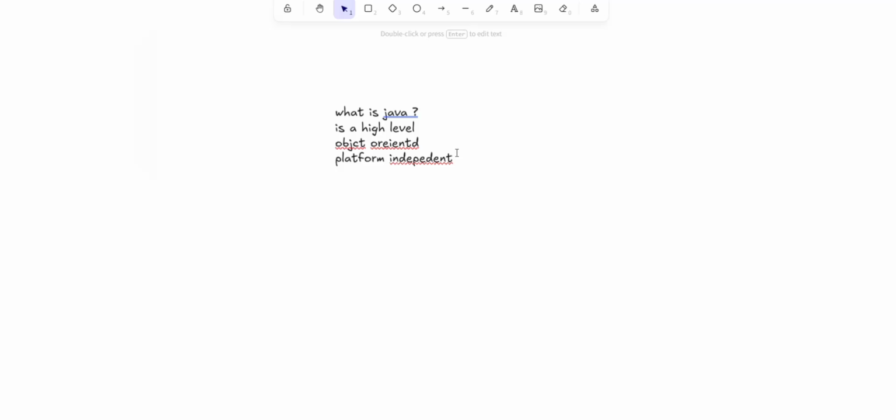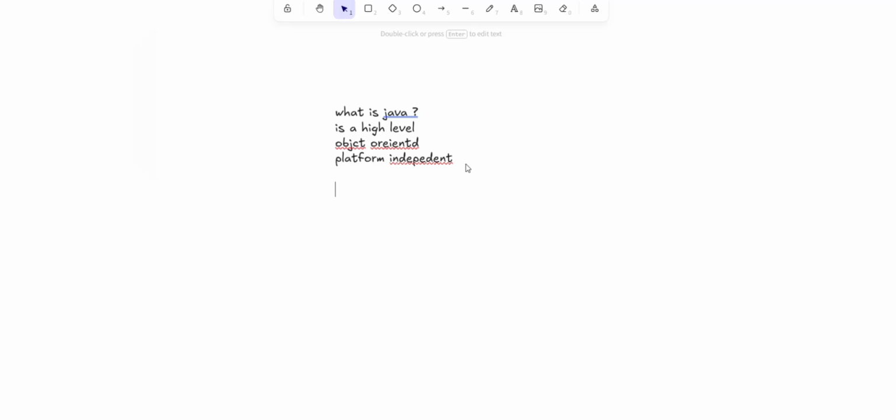So basically, what is Java? Java is a high level object oriented platform independent programming language. So this is Java. What is Java? So you can answer it in the interviews like Java is a high level object oriented platform independent programming language. In this, you understood what is high level, what is platform independent. Let me tell you what is object oriented later. Okay. Next. So this is about Java definition.